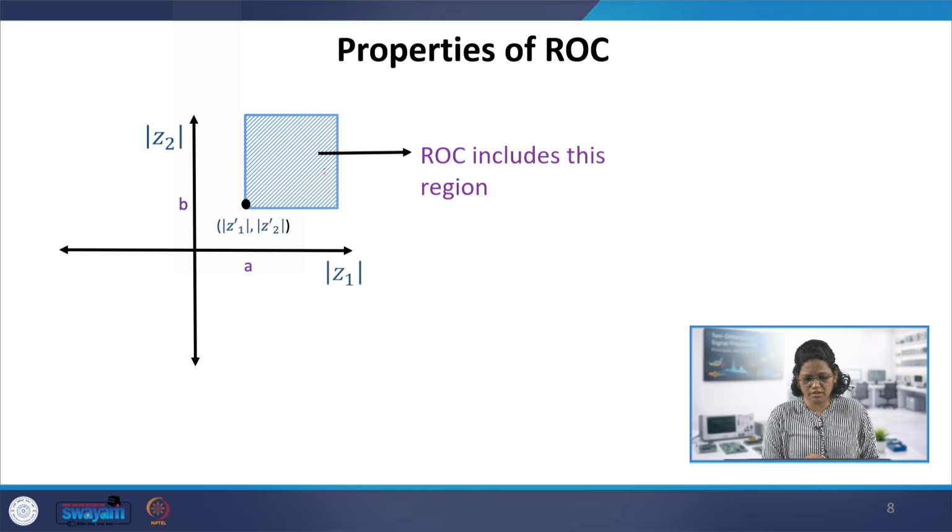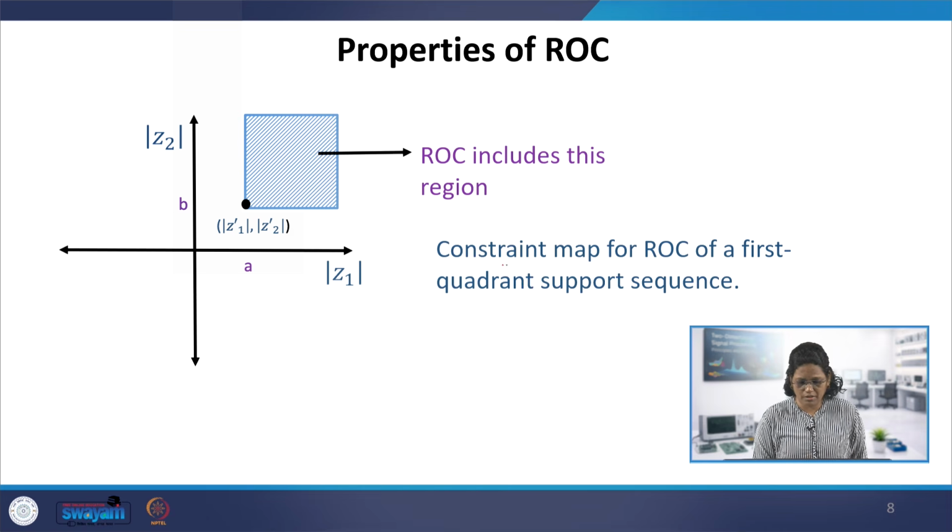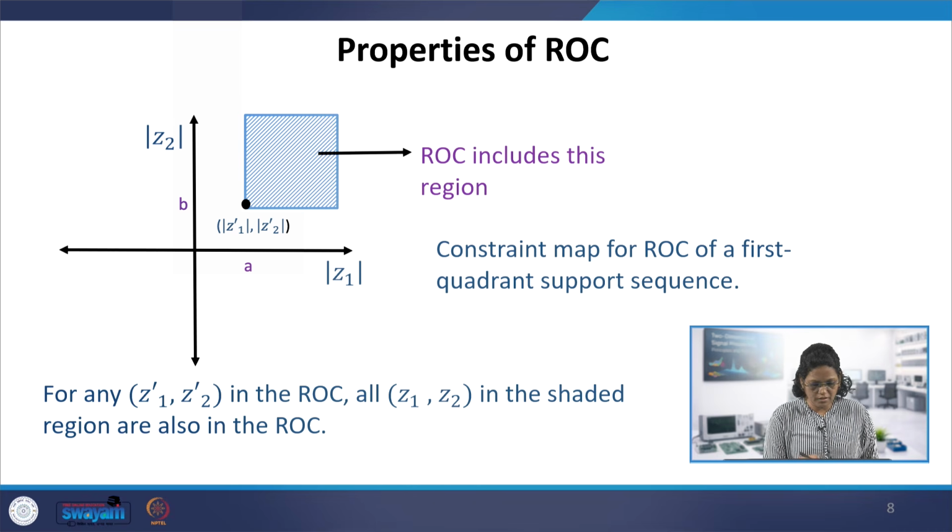So this ROC includes this region, which we call a constraint map for the ROC of the first quadrant support sequence. We had also looked into one example of the first quadrant sequence in the previous lecture. For any z1 and z2 dash, what we mean is the magnitudes of a and b in the z1 and z2 plane, which form a line. If it is greater than, it would be on the right side and above. So the common region is the ROC.